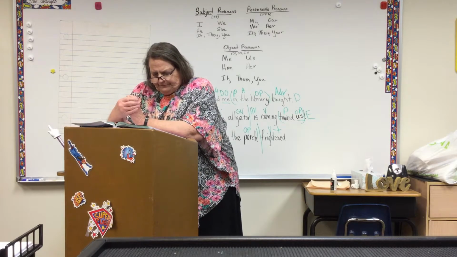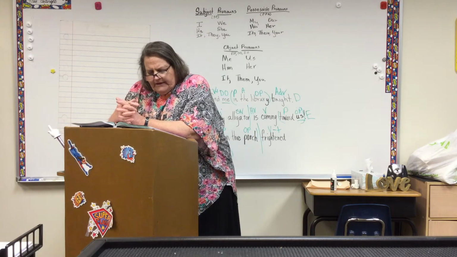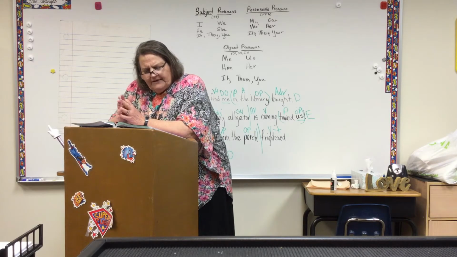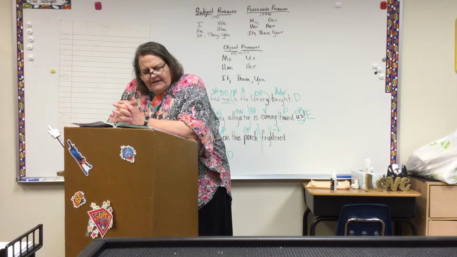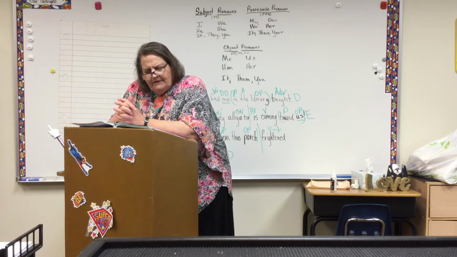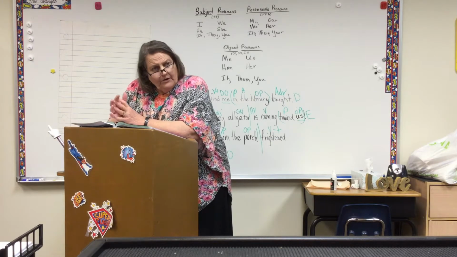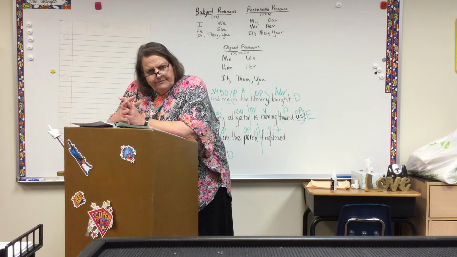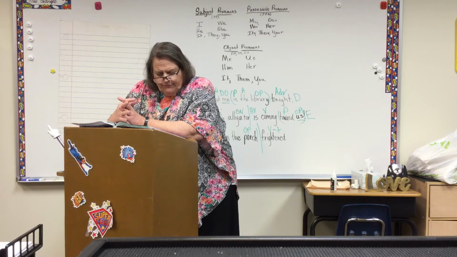Now, if you look at the bottom there, the example shows the object of the preposition, and we'll go through these and show you how the object of the preposition works. Trent sent a gift to him. Trent sent a gift to me. Trent sent a gift to us. Trent sent a gift to her. Trent sent a gift to them. Trent sent a gift to you.